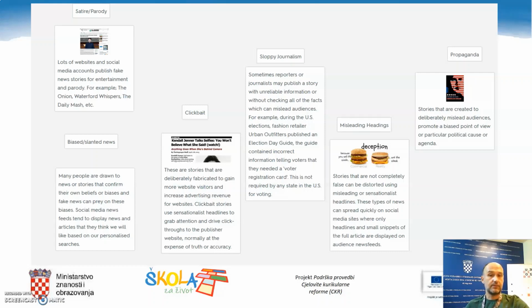Misleading headings. Stories that are not completely false can be distorted using misleading or sensationalist headlines. So it's not completely false information, but the way it's published, or taken out of context, you get the false idea, or the wrong idea. And propaganda, going back hundreds of years, stories that are created to deliberately mislead audiences, promote a biased point of view or a particular political cause or agenda.